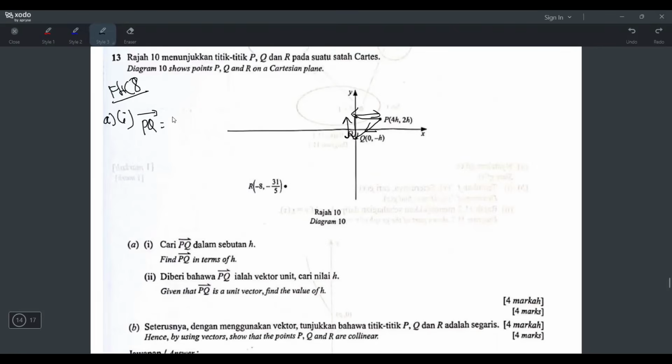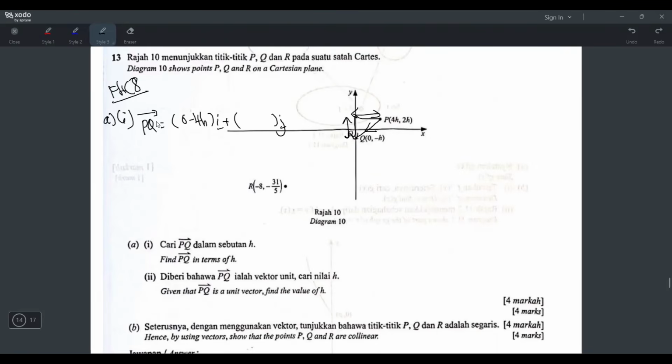So how do you find it? Okay, I will write something I plus something J. For the I, it will be the horizontal distance here, right? But since you are finding P to Q, you will take the Q's X coordinate minus P's X coordinate to get the distance here. So it will be 0 minus 4H. Please don't take 4H minus 0, it will be wrong. If you take 4H minus 0, that will be vector QP already. So why do you take 0 minus 4H?